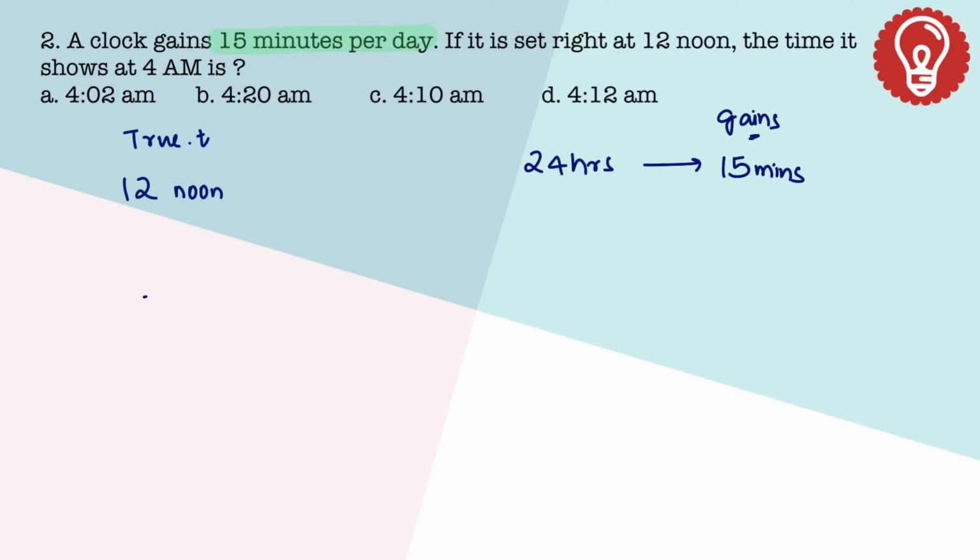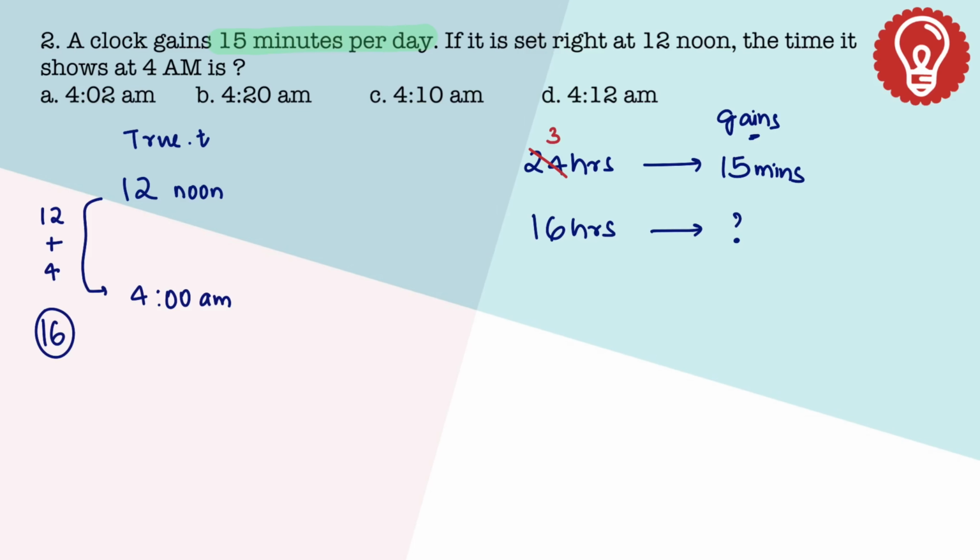Now, if the true time is 4 a.m., so from 12 noon to 12 a.m. is 12 hours. 12 to 4, that's 4 hours, which is 16 hours altogether. So if this clock gains 15 minutes in 24 hours, in these 16 hours, how much did the clock gain? Of course, you can go for cross multiplication, but I would suggest you to go for horizontal and vertical cancellation. I can take this as 8 3s and 8 2s, that's vertical, and 3 into 5 gives us 15. Multiply the same 5 here as well. 2 into 5 is 10 minutes. So in these 16 hours, the clock will gain 10 minutes.